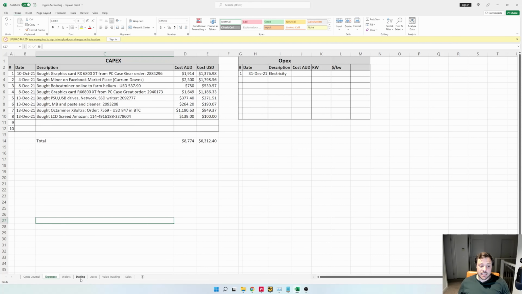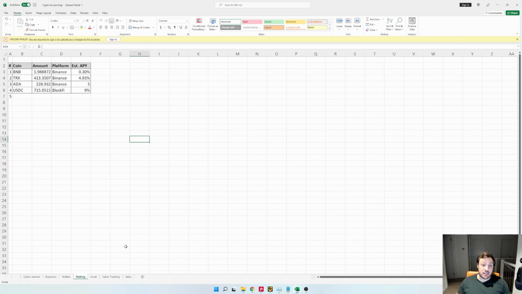Next up is staking. This is something that is new to me and that wasn't really a thing in the last bull run, so I'm looking to learn a little bit more in this space. But what I record here is exactly what it looks like. What am I staking? How much am I staking? Where am I staking it? And what is the APY, in general terms the interest or dividends that I can expect to get out of that.